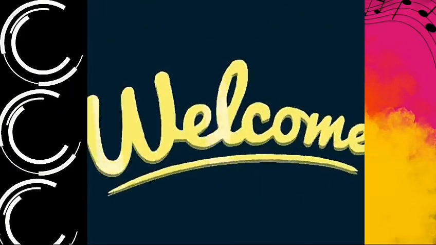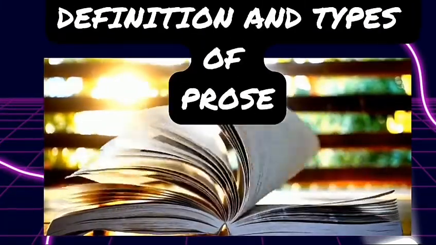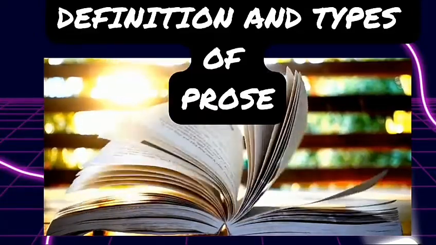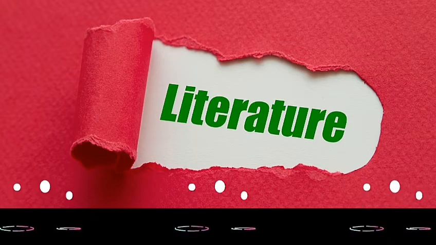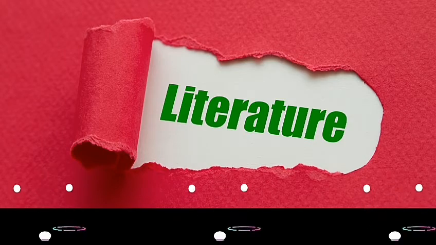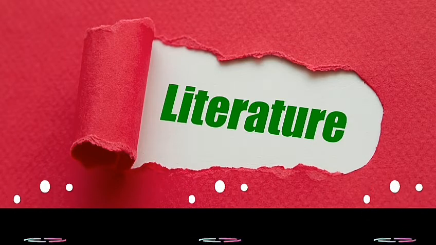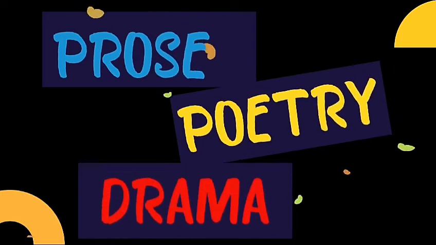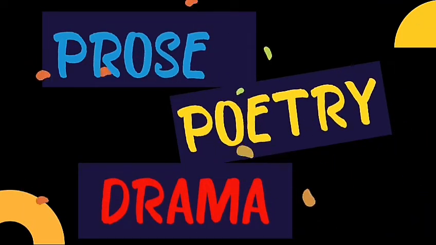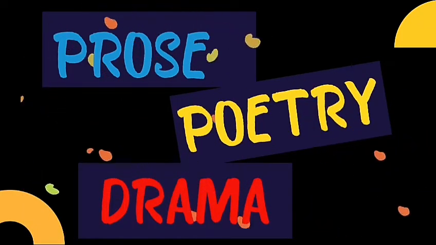In this lesson, I will be teaching you the definition and types of prose. Literature has three branches or types. You can refer to them as branches or types. They are prose, poetry, and drama.